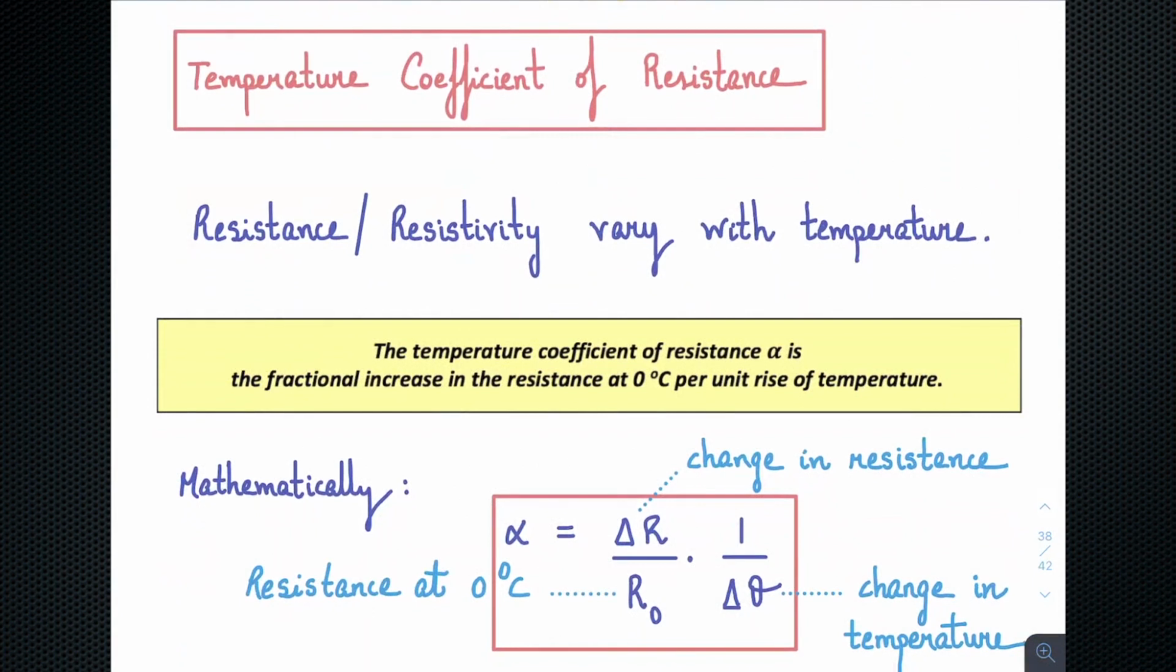The resistance and hence the resistivity of a material is found to vary with temperature. We define the temperature coefficient of resistance, symbol alpha, as the fractional increase in resistance at 0 degrees per unit rise in temperature. Mathematically, this can be written as change in resistance divided by the resistance at 0 degrees R0 all over the change in temperature, delta theta.